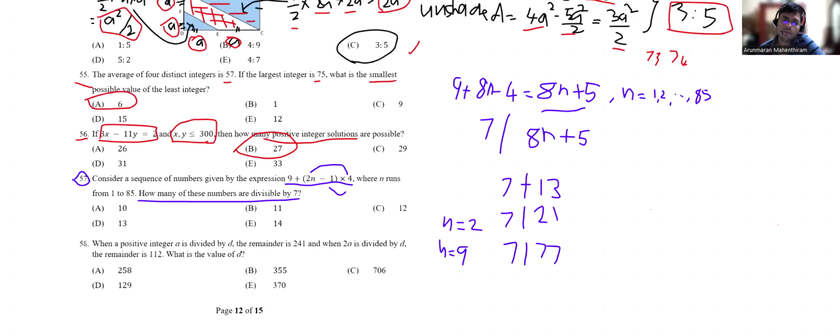Here the difference between the n values is 7. When you add 7, you get the next possible value. So the next one is n equal to 9 plus 7, which is 16. 8 into 16 is 128, plus 5 is 133.